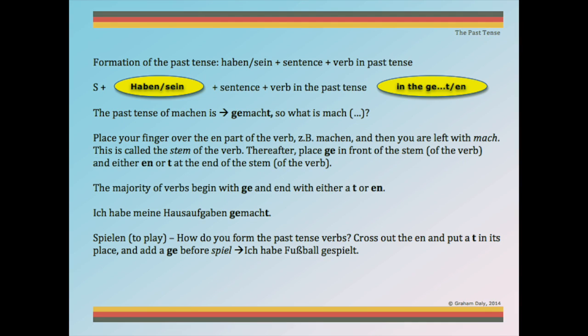Now let's work with the other example, spielen, that we used in the previous podcast. Write down the word spielen, S-P-I-E-L-E-N, on the page. What do you do? You cross out the E-N, so you're left with Spiel. You add G-E before Spiel to make gespiel. And what do you add to the end? A T. Then you'll have gespielt.